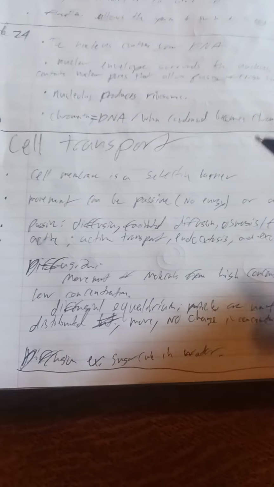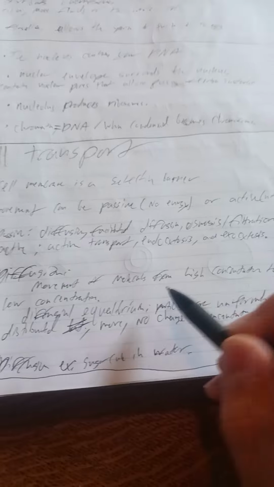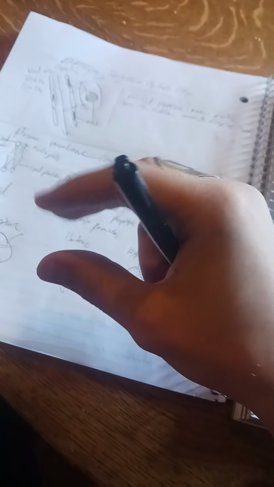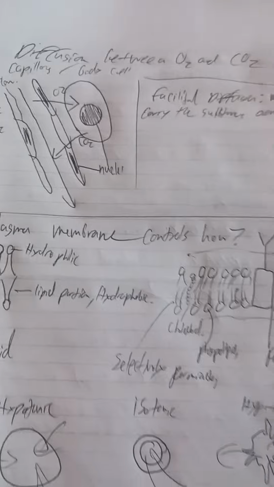So first off, it's important to know what diffusion is. Well, diffusion is when a material moves from a high concentration to a low concentration. So like if you put a sugar cube in water, the sugar cube will be there and then it'll just kind of disintegrate and diffuse into the water.